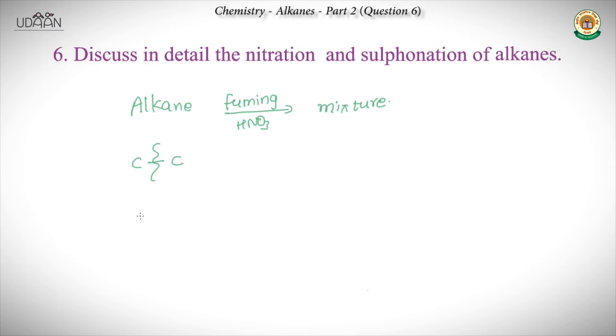For example, I have taken propane here. When I treat it with fuming nitric acid, you'll get NO2 here, or you may get NO2 here. Or one C-C bond cleaves, and in this way you get a mixture of products.